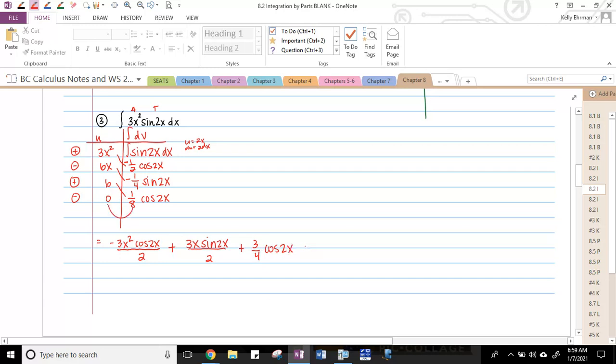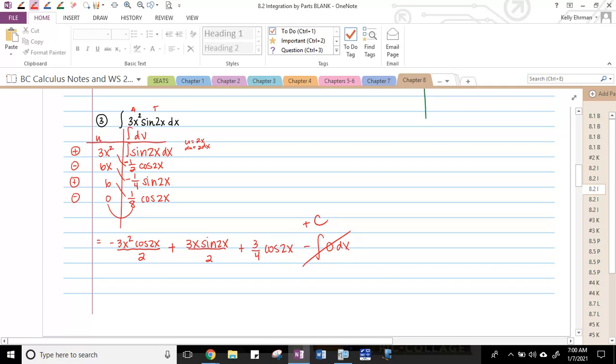Technically, there is a minus integral of 0 right here, 0 times 1/8 cosine of 2x, but that last term is not needed. I keep showing you that because, again, if u is anything other than an algebraic expression, you'll have a number here and you'll have a final minus integral of something and you'll have to solve it. Okay, so instead I'll just write a plus c.